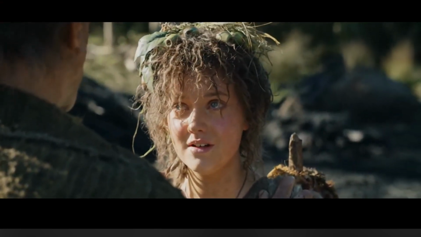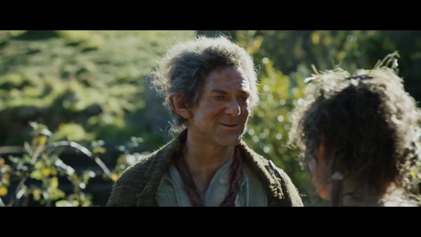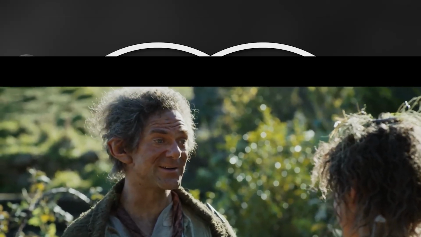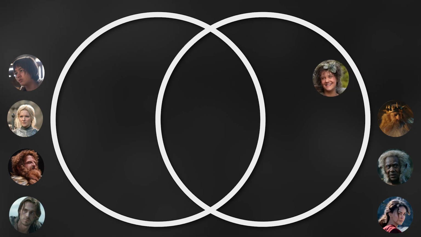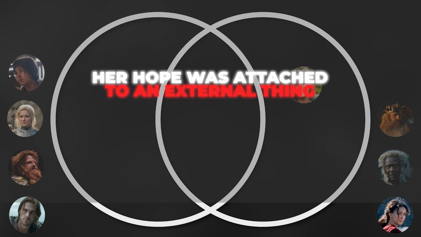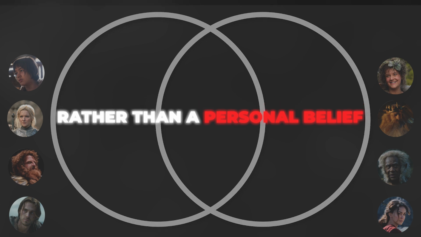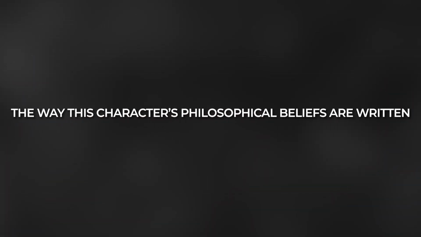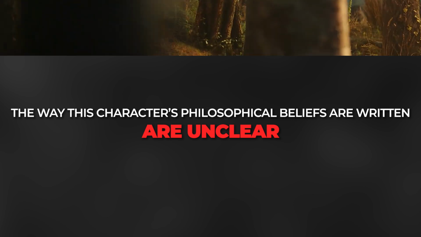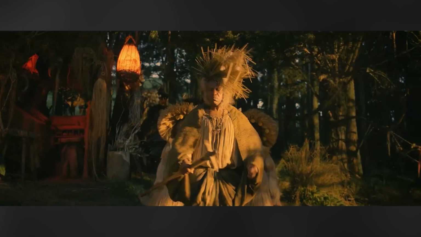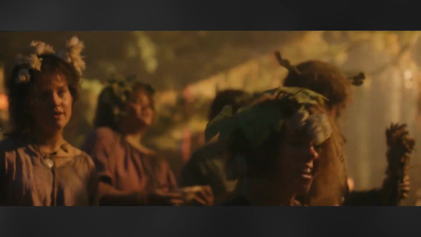Nori does exhibit some form of hope that Harfoots can be more than what they've been for thousands of years. The introduction of the Stranger character is the catalyst for this hope that she begins to foster. However, as soon as the Stranger leaves in episode 7, she resorts back to the hopelessness of the other Harfoots. Her hope was attached to an external thing, such as the character of the Stranger, rather than a personal belief. The way this character's philosophical beliefs are written are unclear. Their antagonists, the other Harfoots, like Sadoc, are also written with unclear philosophical beliefs, thus leading to a lack of strong thematic conflict in the storyline.